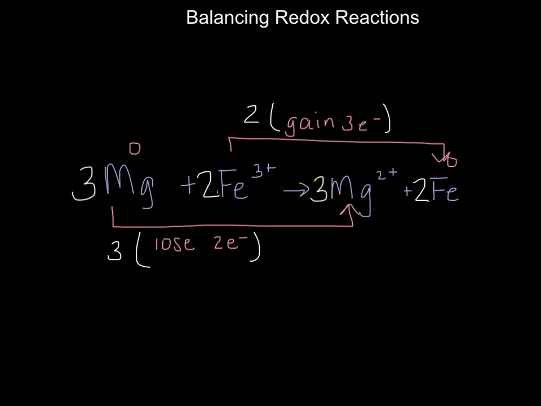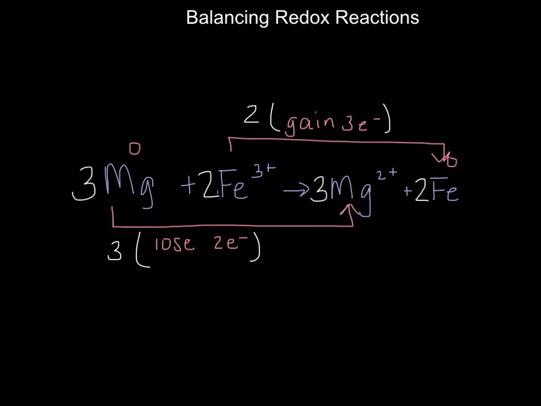The final step in balancing this equation is to make sure that not only my charges are balanced, but that the number of atoms are balanced. So on this side I have 3 magnesiums, over here I have 3 magnesiums, over here I have 2 irons, and over here I have 2 irons.